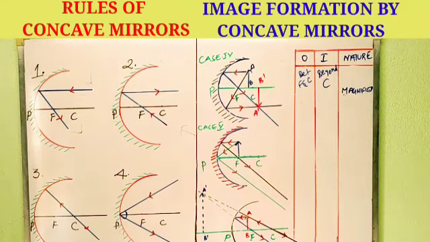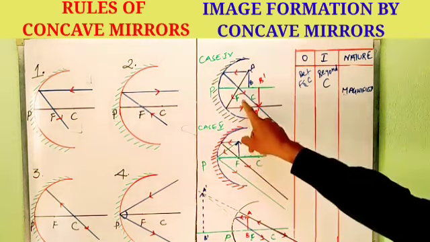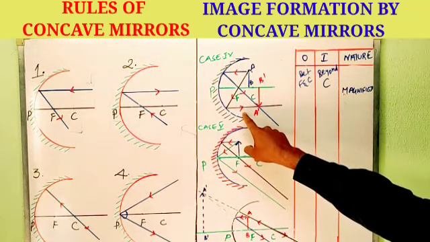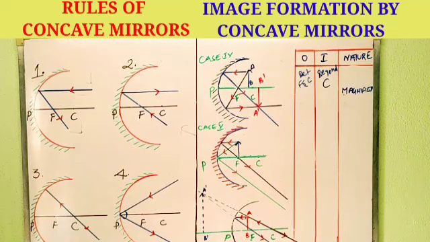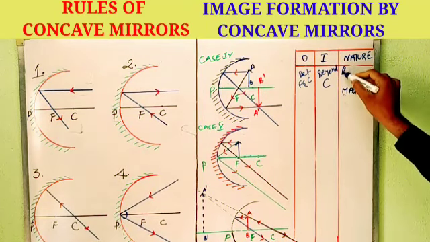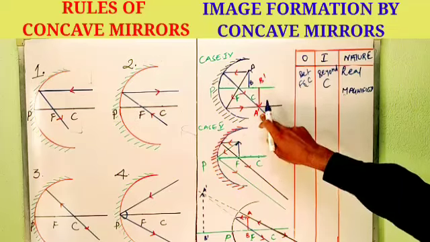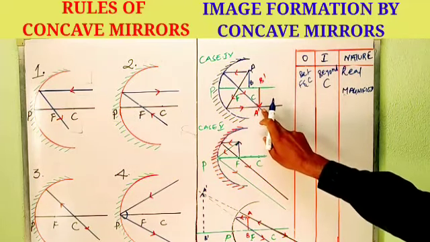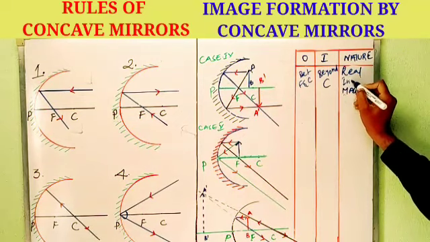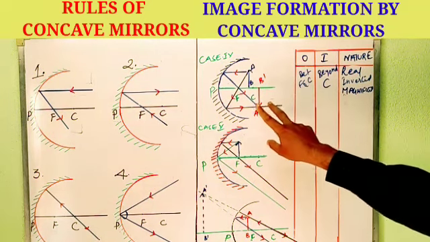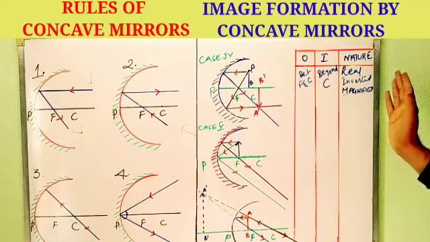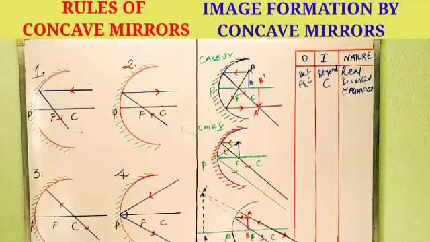Now are the reflected rays meeting? Yes, this is one reflected ray and this is the other reflected ray. Both the reflected rays are meeting. Because they are meeting at a point, we can get a real image. And you can see the head is down, so it is inverted. So what is the nature of the image that is formed? The nature of the image formed is real, inverted and magnified. Position of the object is between F and C. Position of the image is beyond C and the image is real, inverted and magnified.